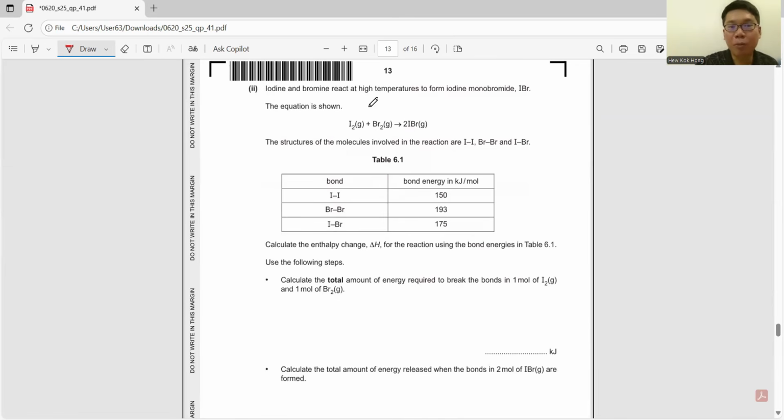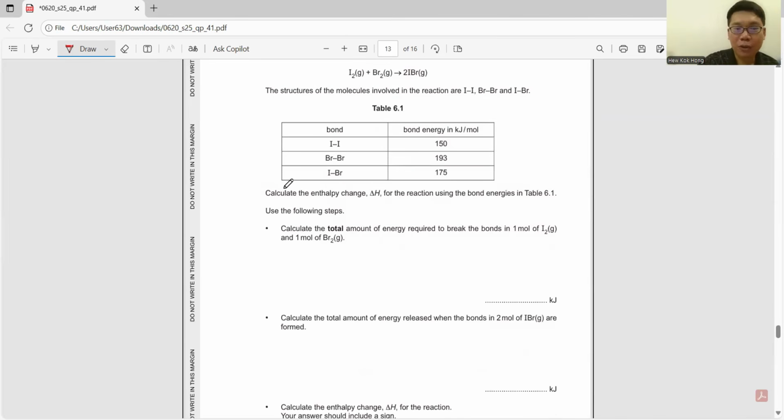Part 2. Iodine and bromine react at high temperature to form iodine monobromide. The equation shows they give you the bond energy for all these three situations, ask you to calculate the enthalpy change. So first part, calculate the total energy required to break the bond in this and this. 1 mole, 1 mole. So we just use this and this, sum them together.